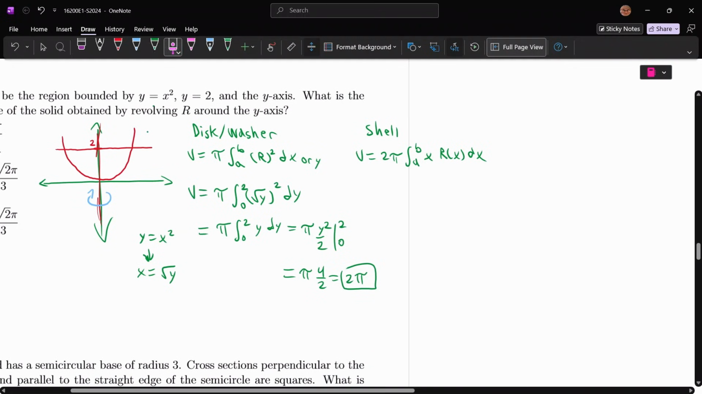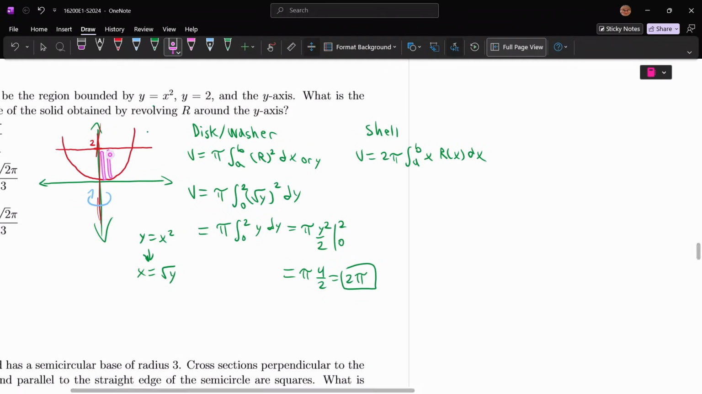Since the shell method takes slices parallel to the axis of rotation, in this case we won't have to do what we did with the disk washer method, because the variable that you integrate with respect to needs to be the variable that's perpendicular to your slices. And so in this case, the x-axis is going to be perpendicular to the slices, so we can just integrate with respect to x.